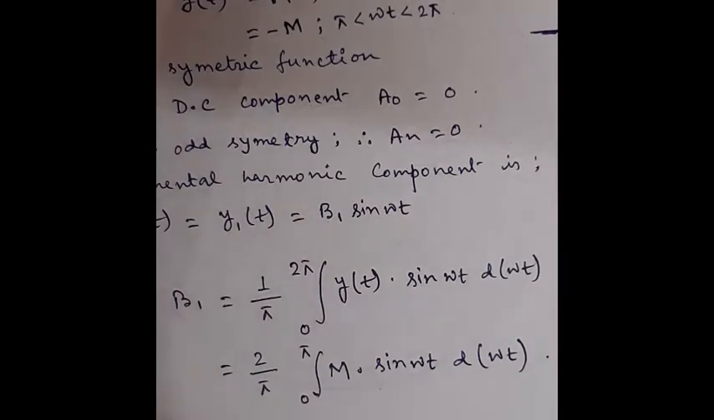the positive half of the sinusoidal wave. Here we can see that the sinusoidal input is a symmetrical function, and we are just taking the positive half of it. So we step down the limit from 0 to 2 pi to 0 to pi. For that we just double the total, and get the exact value of b1. Now the equation becomes 2 by pi integration 0 to pi m into sine omega t d omega t.